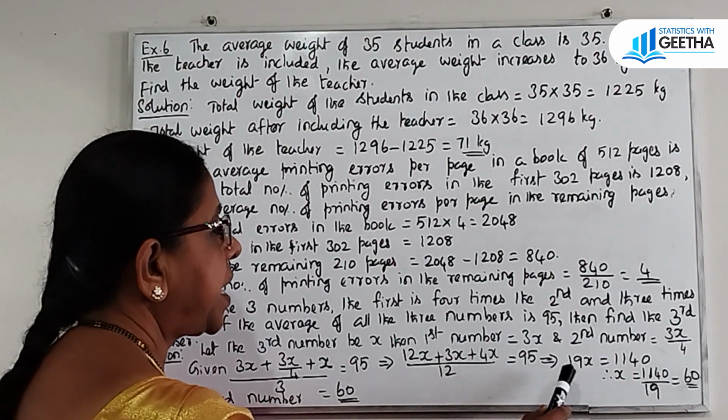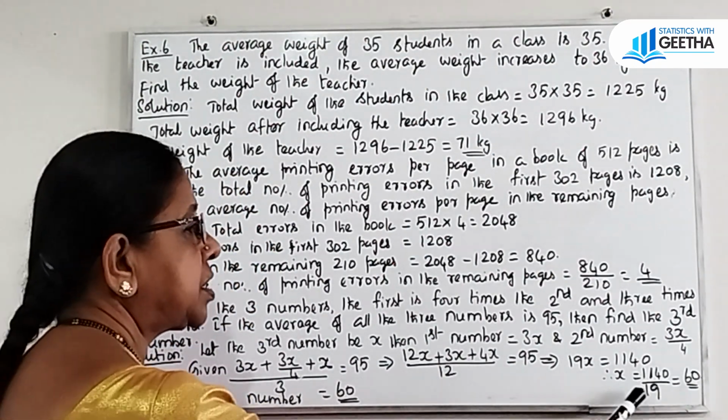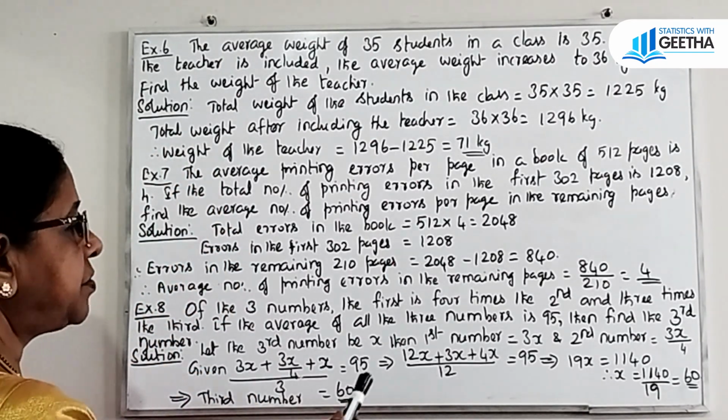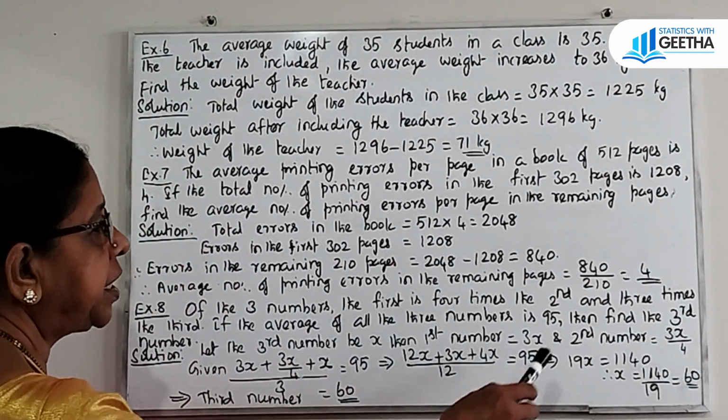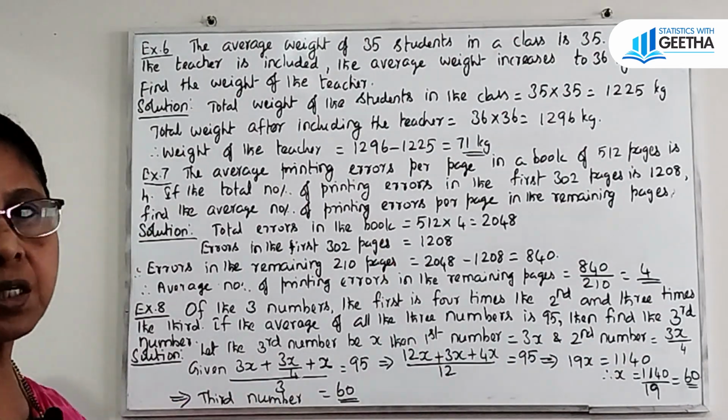That implies 19x equal to 12 into 95, which is 1140. Therefore, x equal to 1140 by 19, which is 60. What have we taken x to be here? We have taken it as the third number. What we were asked is to find the third number. Therefore, the third number equal to 60.